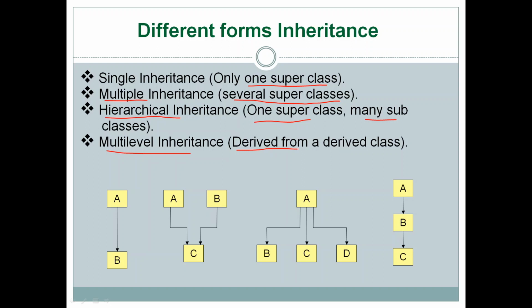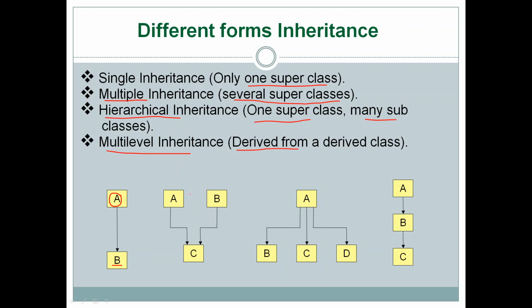The first is, suppose we have two classes, class A and class B. Class B is inheriting from class A, or you can say class B is extending class A. So if you look at this diagram, we have one superclass, this is superclass A, and we have one child class or subclass, that is B. So this type of inheritance is called single inheritance, one superclass and one child class.